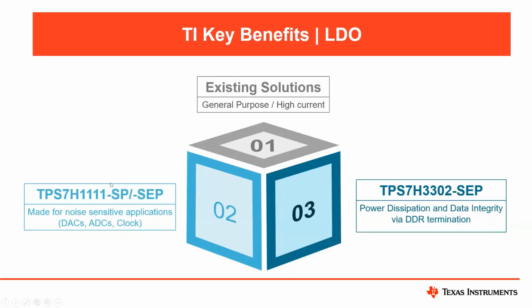So really, there's kind of three categories that I'd like to discuss. One is on existing solutions, so this will be general purpose as well as a high current LDO. And then we'll talk a little more in terms of a performance standpoint. If you're looking for something with very, very high PSRR, very, very low noise, we'll certainly touch on our new device that we released, as well as a repackage of our hermetic 3302 into a plastic SEP flow.